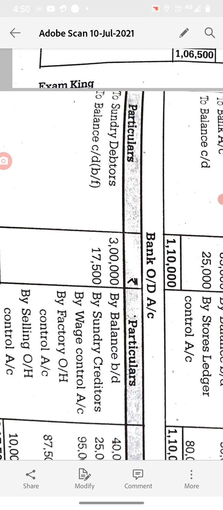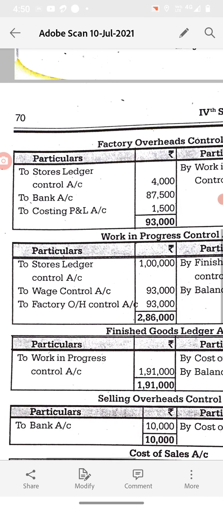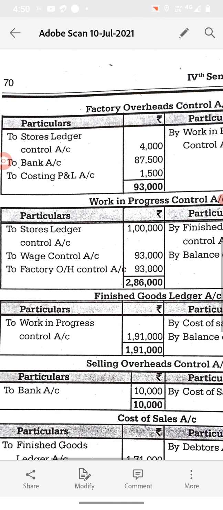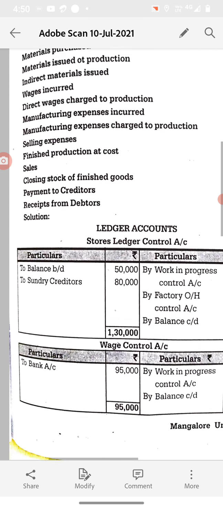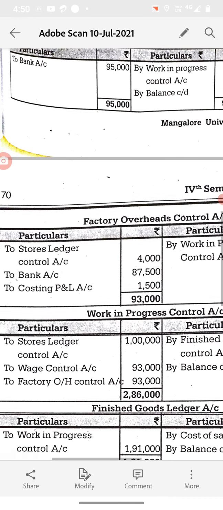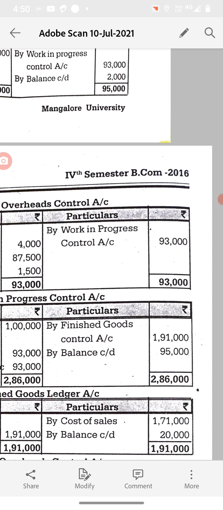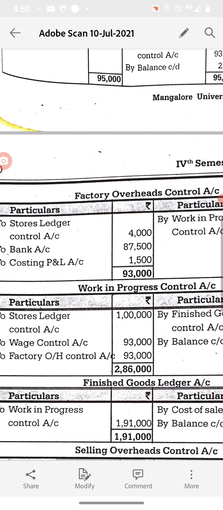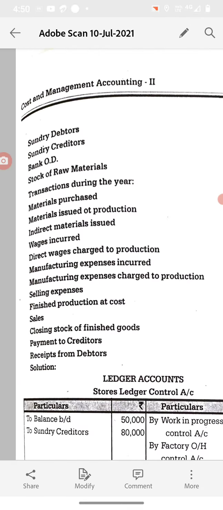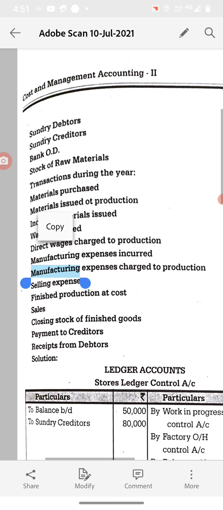So yeah, factory overhead control account. So factory overhead is written. So that is for factory overhead 87,500. Then manufacturing expenses charged to production. So manufacturing expenses charged to production, it is here. Work in progress control account 93,000, and work in progress account to factory overhead control account 93,000. So that is manufacturing expenses.